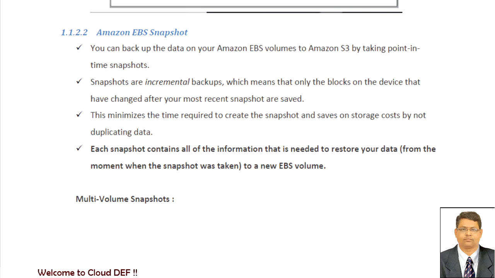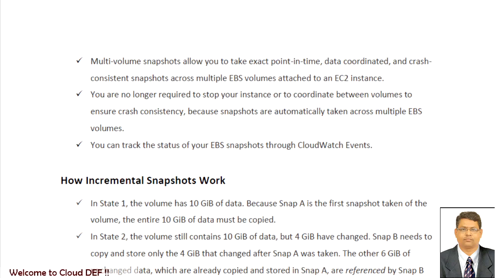Multi-volume snapshots. Multi-volume snapshots allow you to take exact point-in-time, data-coordinated, and crash-consistent snapshots across multiple EBS volumes attached to an EC2 instance. You are no longer required to stop your instance or to coordinate between volumes to ensure crash consistency, because snapshots are automatically taken across multiple EBS volumes. You can track the status of your EBS snapshots through CloudWatch events.